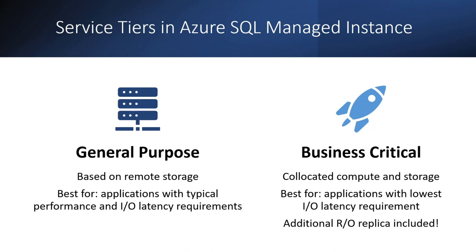Business critical service tier is based on collocated compute and storage. It uses blazing fast local SSDs, which deliver maximum performance and lowest possible latency, which is a unique offering in the market, delivering fantastic performance. Business critical service tier is hence best suited for applications with lowest latency requirements and maximum data throughput and IOPS requirements. An additional read-only replica is also included in the price for the business critical service tier.